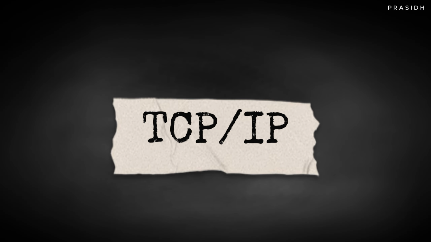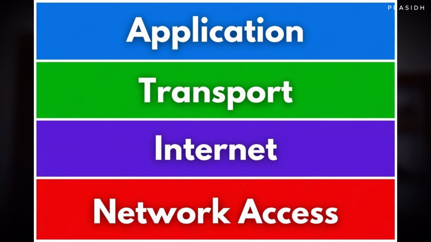The TCP/IP model. Now, in real life, we don't use all 7 layers separately. That's why the TCP/IP model was created. It's simpler and closer to how the internet actually works. It has 4 layers. First, the link layer. This is like combining the physical and data link layers of OSI. It deals with cables, Wi-Fi, Ethernet, MAC addresses.